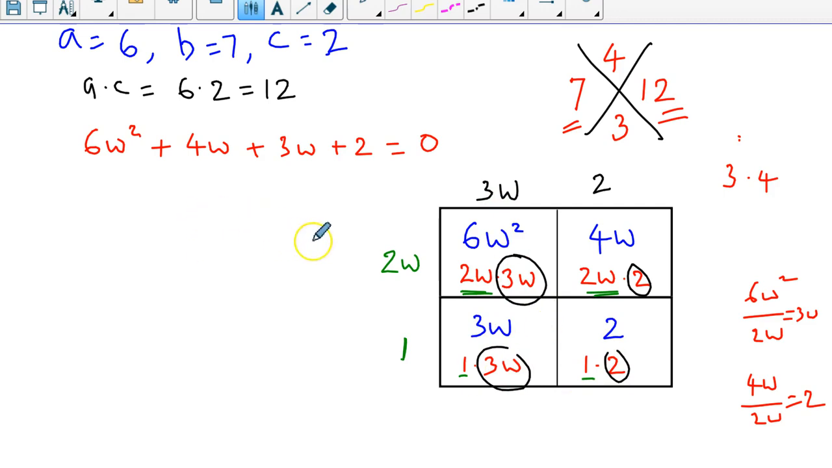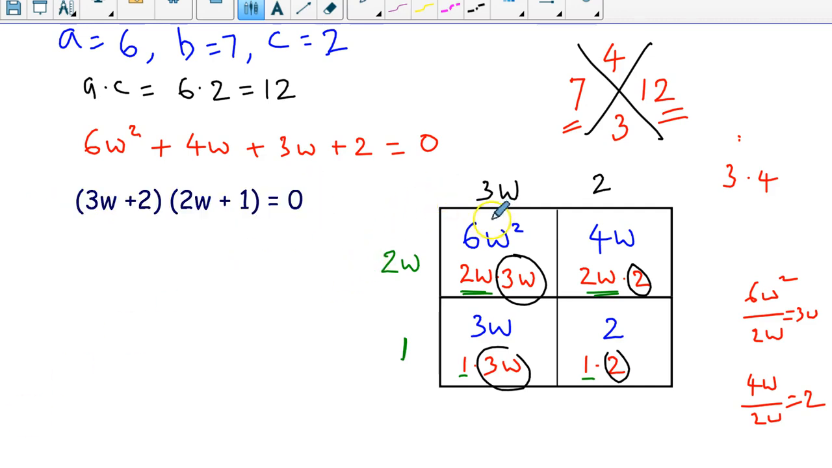And we ended up getting the factors of the given quadratic equation, right? So I'll write down the factors. The first one here, the top I can write first, that is 3w plus 2, times w plus 2, times 2w plus 1.